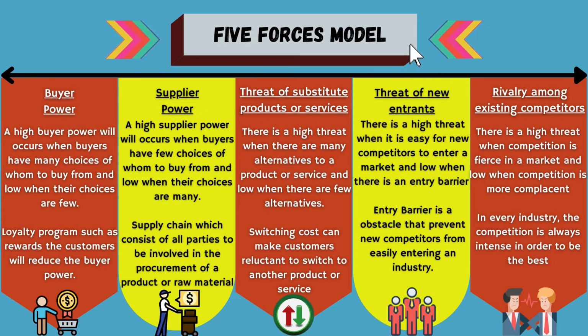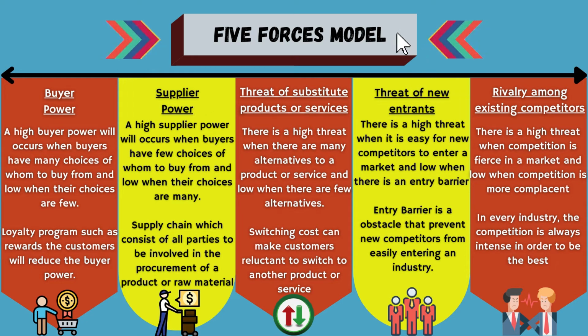Second, supplier power. High supplier power occurs when buyers have few choices of whom to buy from and low when their choices are many. Supply chain consists of all parties involved in the procurement of a product or raw material. Third, threat of substitute products or services. There is a high threat when there are many alternatives to a product or service and low when there are few alternatives. Switching costs can make customers reluctant to switch to another product or service.